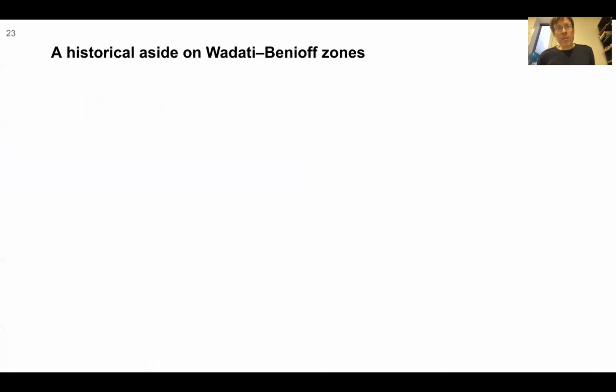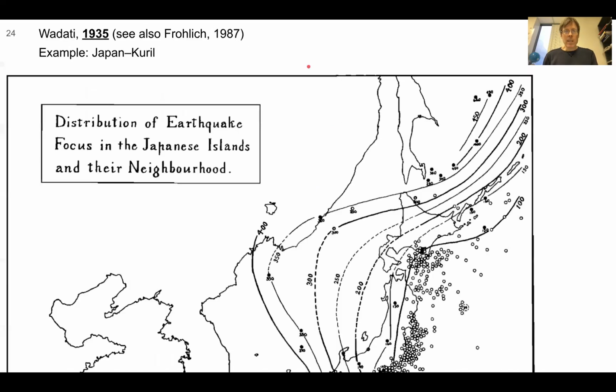And here's an aside. You can skip this if time is short, but it's kind of interesting to see how these ideas arise. And here you'll also see this Wadati-Benioff zone, and we'll see why Wadati is a major player.